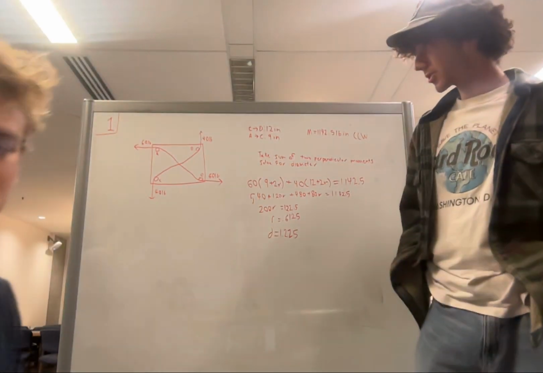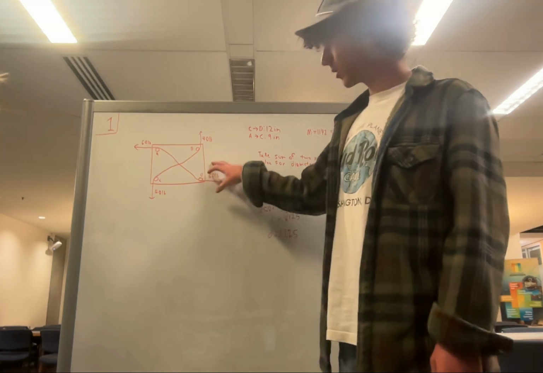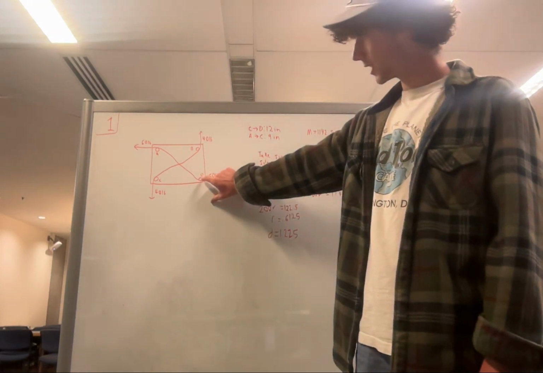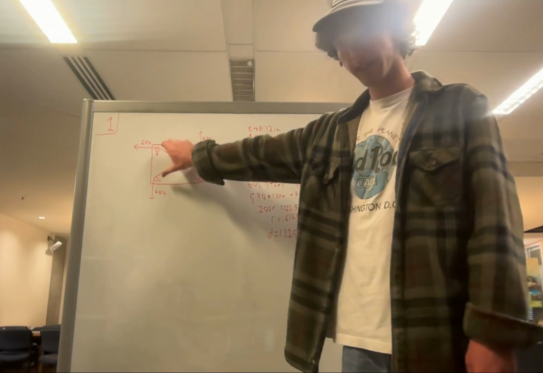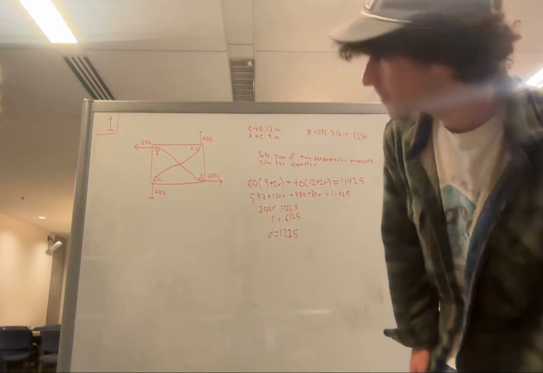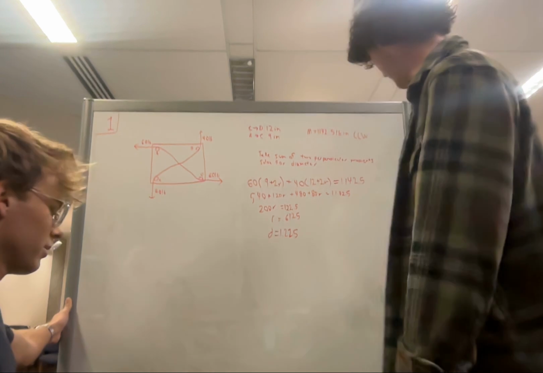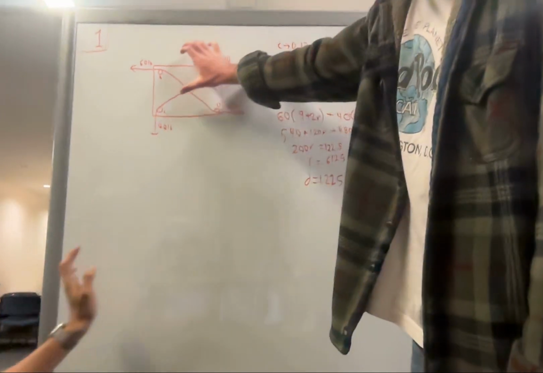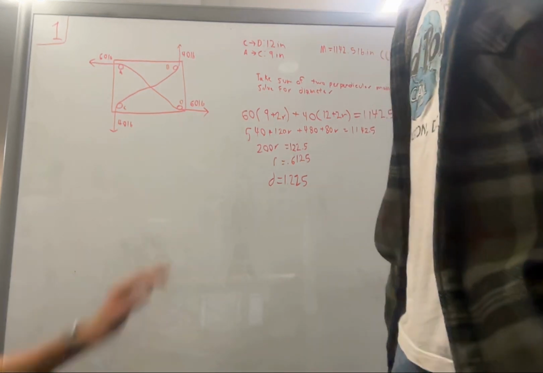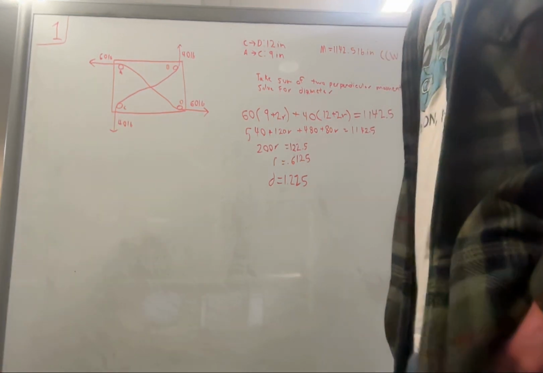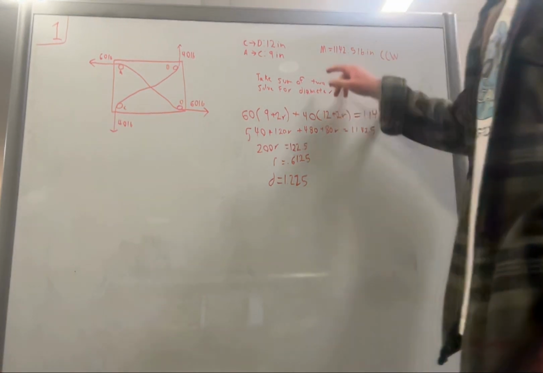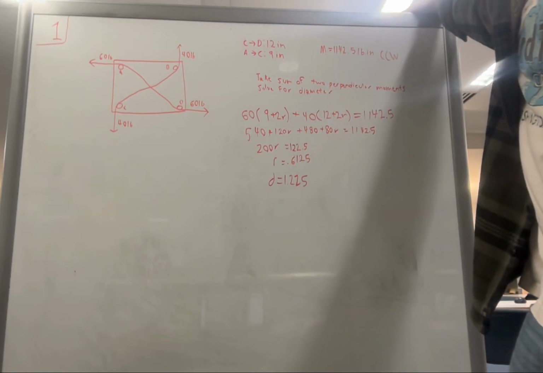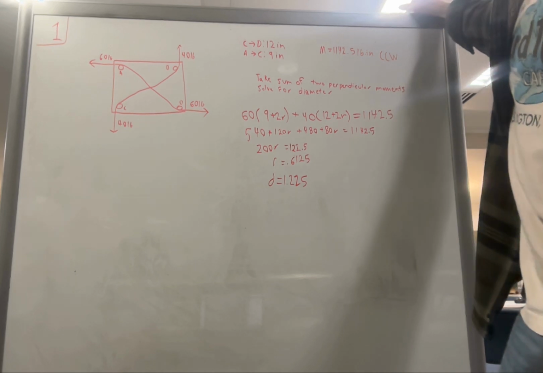All right, so for the first question, we've got this board with some force couples on it, and we are specifically trying to solve for the diameter of these 4 pegs on the corners of the plank, not to scale. And we are also given a moment of 1142.5 pound-inches in the counterclockwise direction.